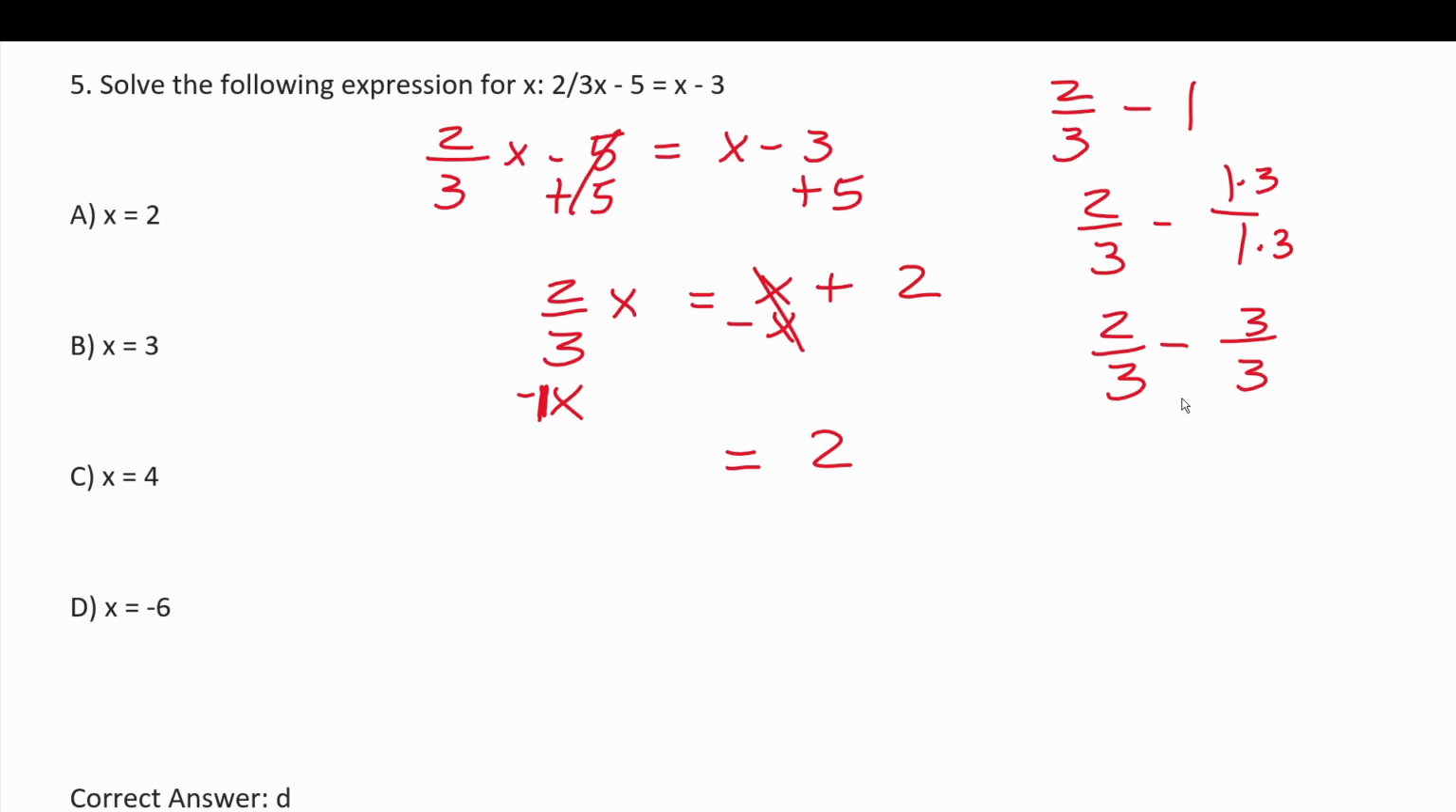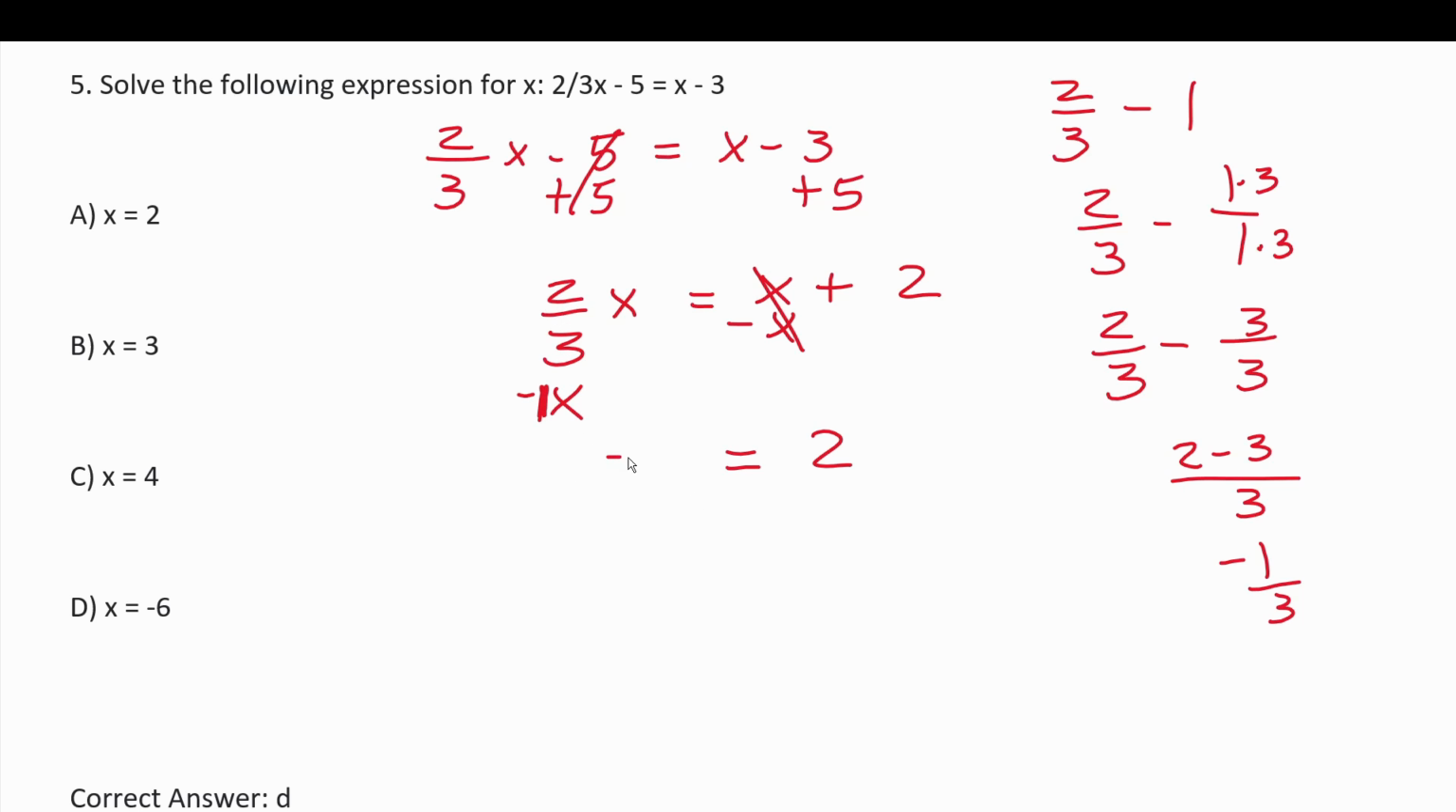Now that these fractions have the same denominators, we can just subtract their numerators. So this becomes 2 minus 3 over 3. 2 minus 3 is negative 1 over 3. So 2/3 x minus 1x.